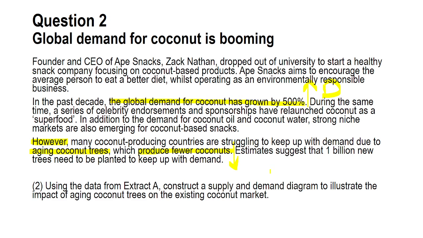Estimates suggest that 1 billion new trees need to be planted to keep up with demand. But look at the question. What does the question want? Using the data from extract A, construct a supply and demand diagram to illustrate the impact of aging coconut trees on the existing coconut markets. We need to construct a supply and demand diagram to show the increase in demand and decrease in supply.